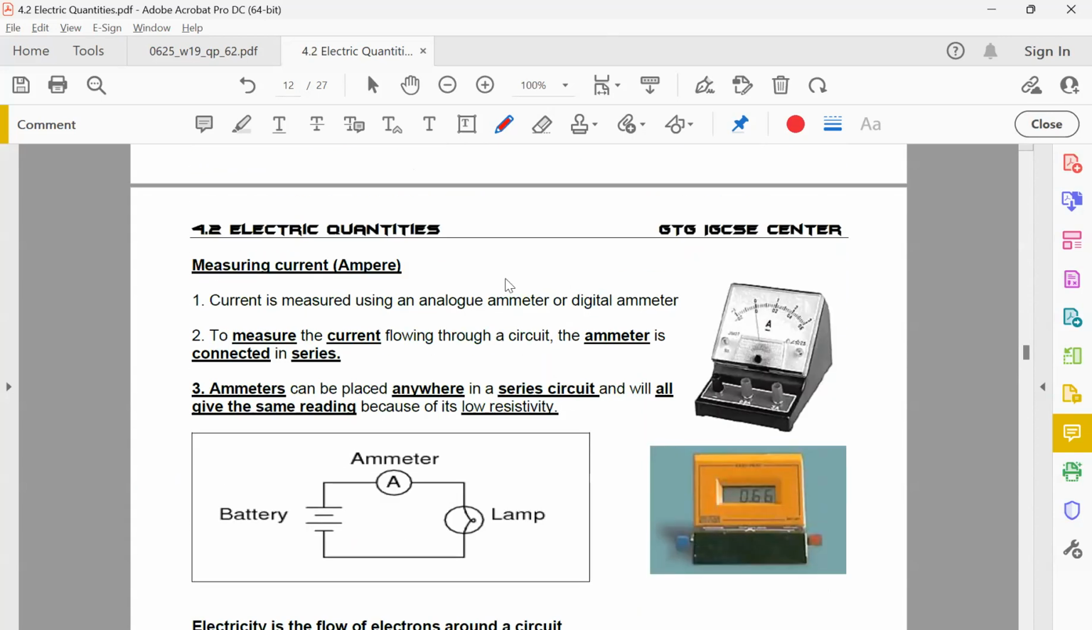Okay, now I'll teach you guys the basic understanding of how ammeters and voltmeters work, guys.